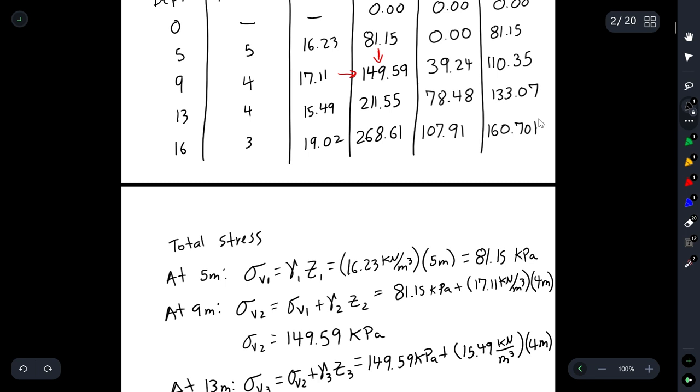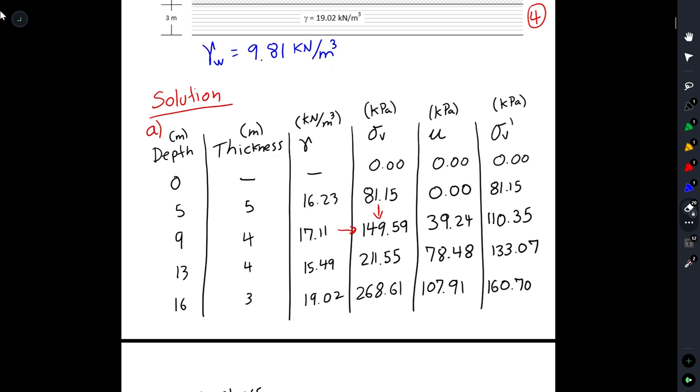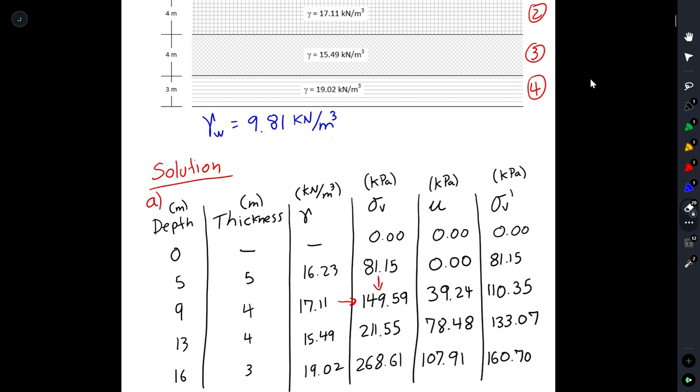So finally, we fill the table. Now we have in this table all the information about total stress, pore water pressure, and effective stress. I really like this format because you can see everything in one go. Now, for part B, remember that we're asked to draw stress distribution diagrams. That is total stress, pore water pressure, and effective stress. That is very common, and it's very good to draw them so you can see the variation with depth.